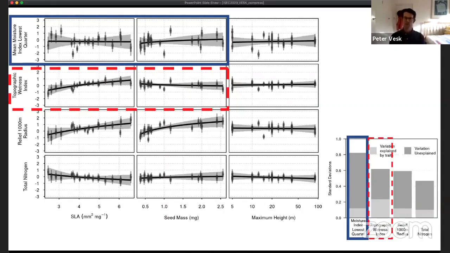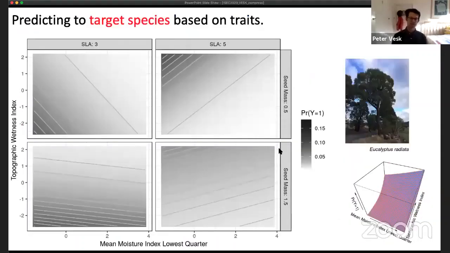Now, these models are not perfect. They're not very good. This is the amount of variation that occurs between species in each of these environmental responses, and this is the explained variation in the paler bars. So they're not great, but my point is rather, can we transfer them? I think that's not enough of an evaluation. We can make predictions to target species.